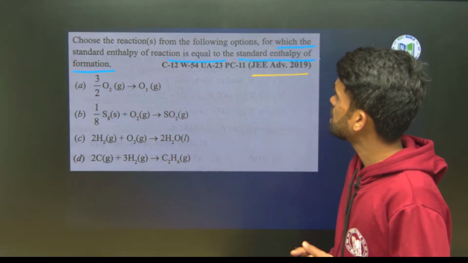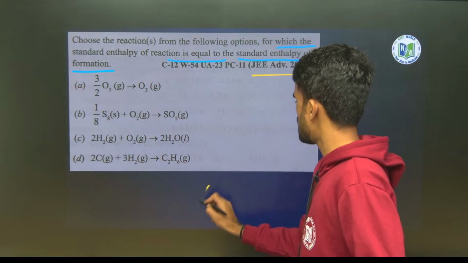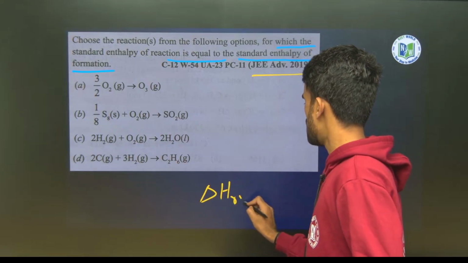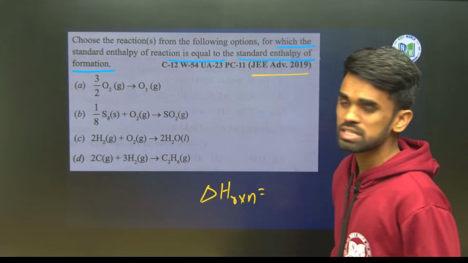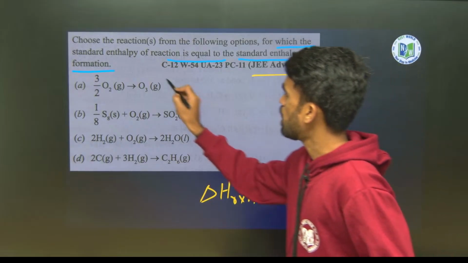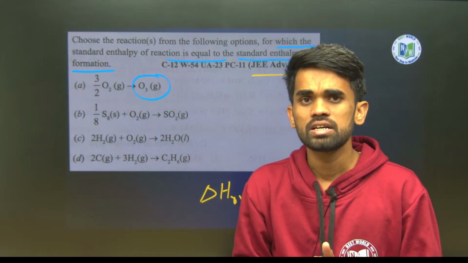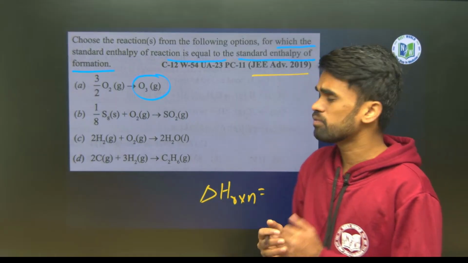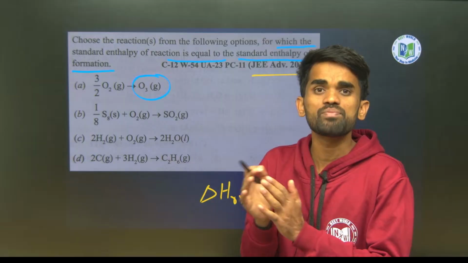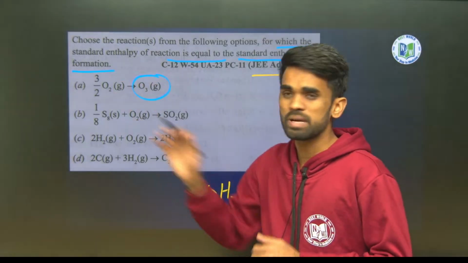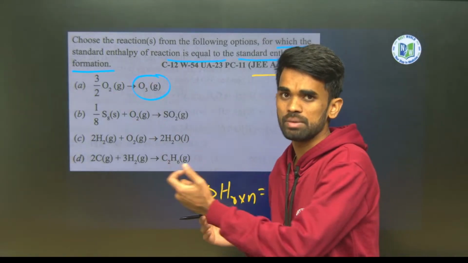See, standard enthalpy of reaction. What will delta H reaction be equal to for formation? If they give formed products, the amount of energy or the enthalpy change that is accompanied when 1 mole of a particular product is formed from its respective elements in the standard state.